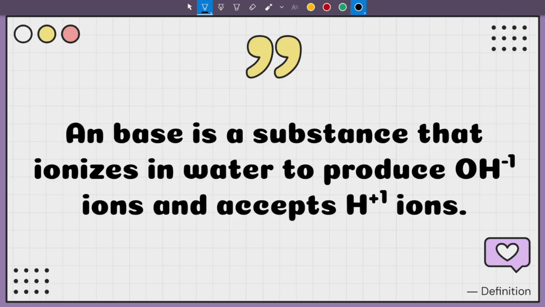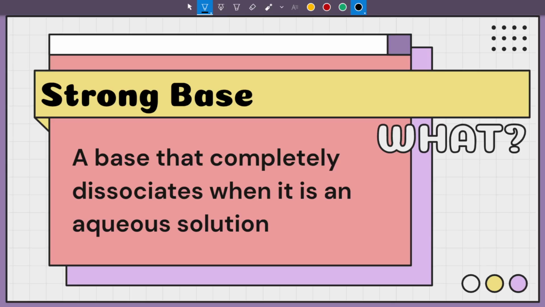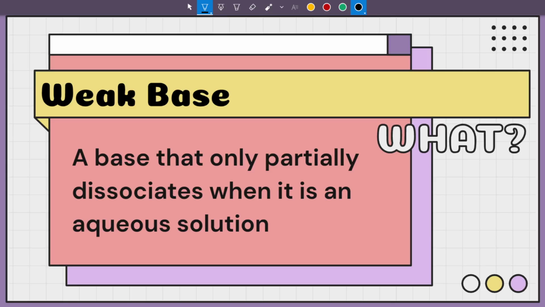A base, on the other hand, is a substance that ionizes in water to produce hydroxide ions, and they accept the hydrogen ions in order to give you essentially water. And so you have two different types of bases. You have a strong base, again similar, they completely dissociate. So if you put a strong base in solution with your conductivity meter, it's going to read very high. Whereas if you have a weak base in your solution, it's going to measure a little bit lower because it only partially dissociates when in an aqueous solution.